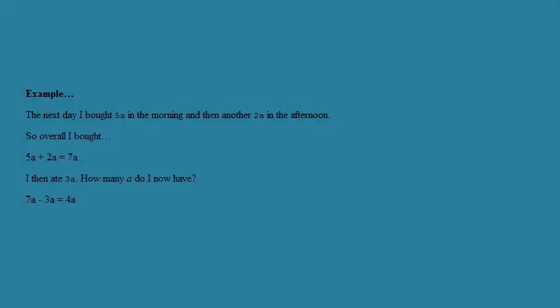The next day I bought 5A in the morning and then another 2A in the afternoon. So overall I bought 5A plus 2A equals 7A. I then ate 3A. How many A's do I now have? 7A minus 3A equals 4A.